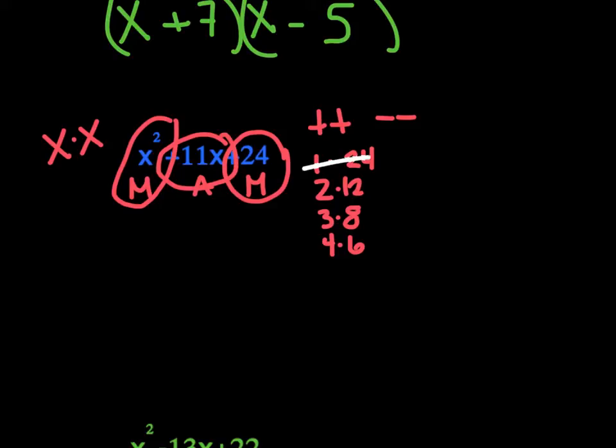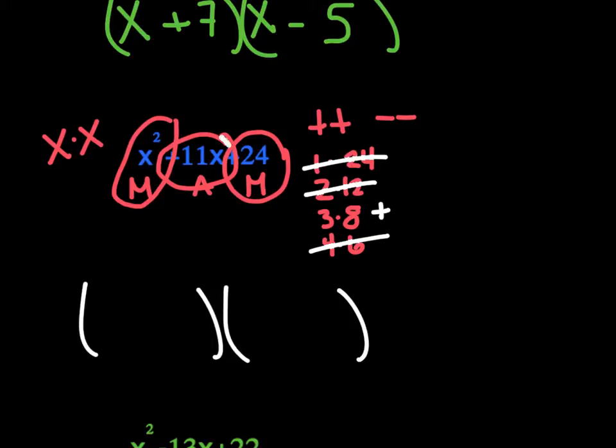So 1 and 24 can never make 11. 2 and 12 can never make 11. 8 and 3 can make 11, and 6 and 4 can never make 11. So I'm just going to check them all. I know I've got to use 8 and 3, and I need the same sign. Do I want to add to a positive 11 or a negative 11? Well, I want a positive, so this is x plus 3 and x plus 8.